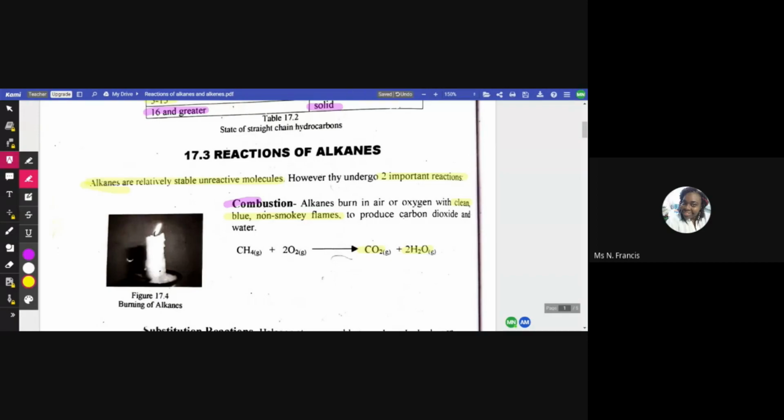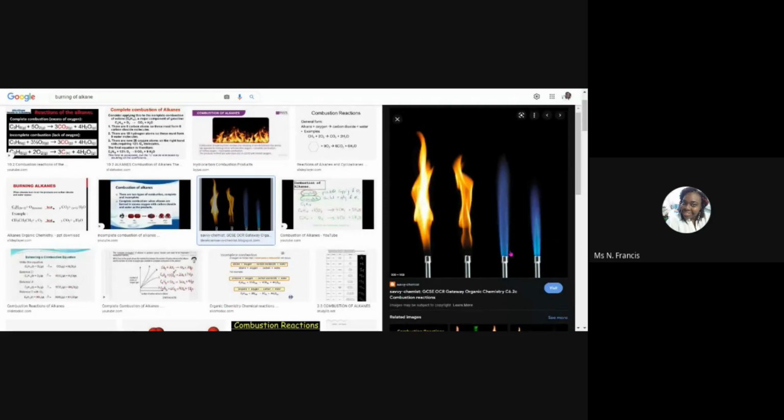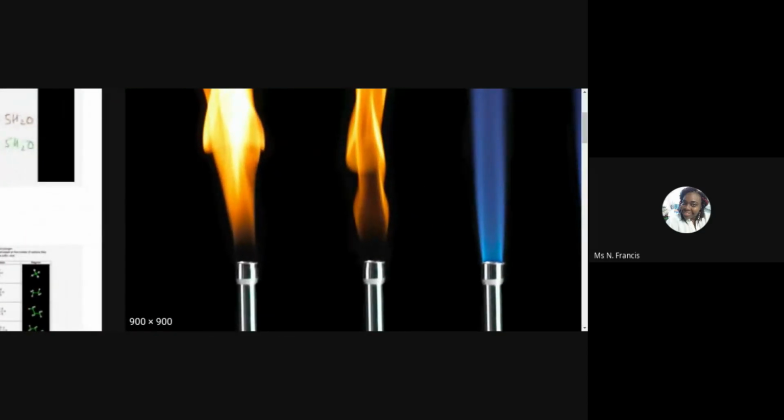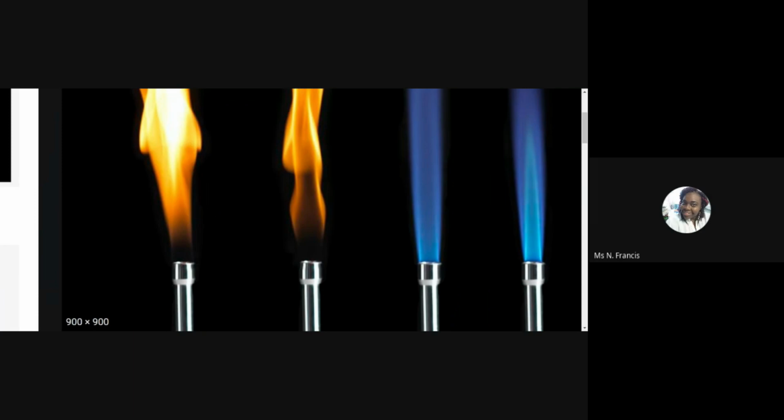All right. Now, you will see this when you light your stove. You're cooking something, you light it, it's a nice, pretty blue flame. Just to show you the difference between a clean blue flame and a smoky flame, ladies, look at these examples here. Over here, where you see that red-orange flame, this is not an alkane. This is what we call a smoky flame. This kind of flame will produce a lot of smoke.